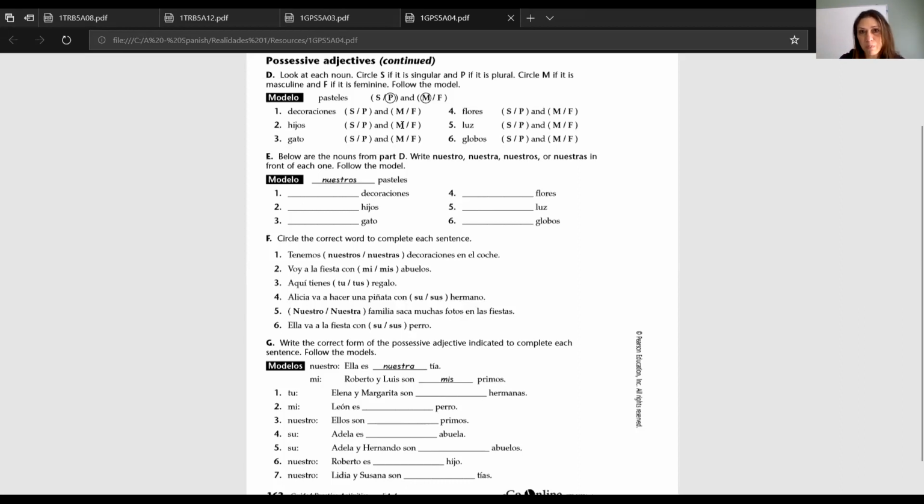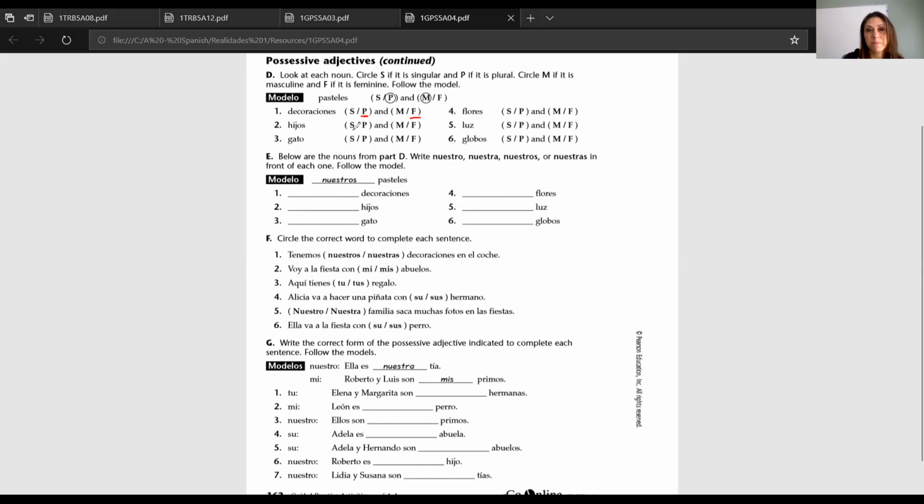I hope you guys paused and worked this out, and now you're just checking it with us. Go ahead, Joshua. Decoraciones. Let's review vocabulary. What is that? Decorations. That is plural, and it is masculine. Whoa, hold on. Actually, it's feminine. It's one of the weird ones.